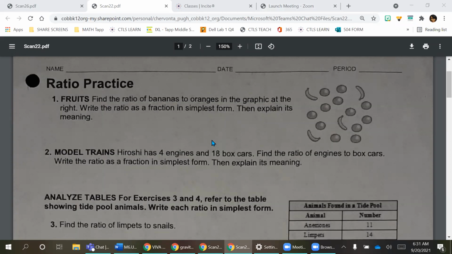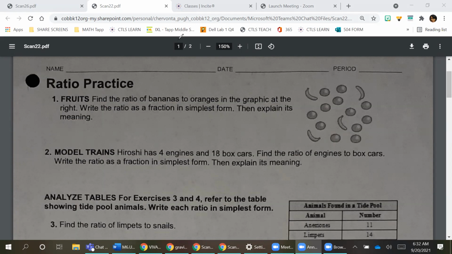All right, so you had to complete numbers 1 and 2 of this ratio practice worksheet. So I want to go over this worksheet with you, a few of the problems, but I definitely want to go over your success starter. So number 1 says fruits. Find the ratio of bananas to oranges in the graphic at the right. Write the ratio as a fraction in simplest form, then explain its meaning.